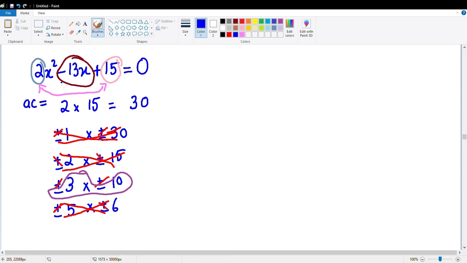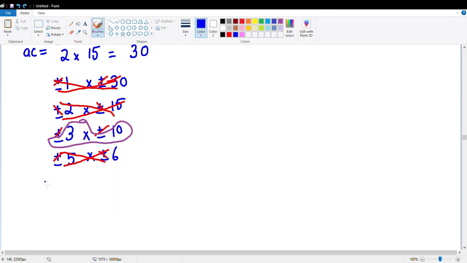We're going to split this minus 13x into minus 3x and minus 10x. So let's write it. We have 2x squared minus 3x minus 10x plus 15 equals 0.